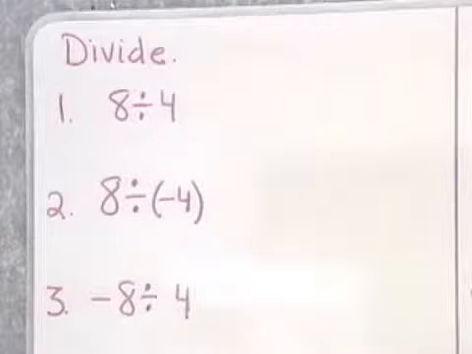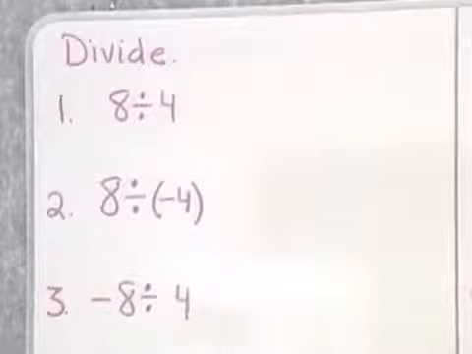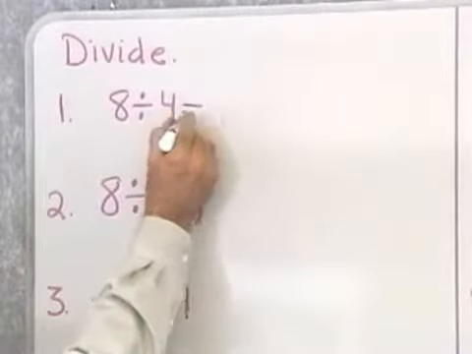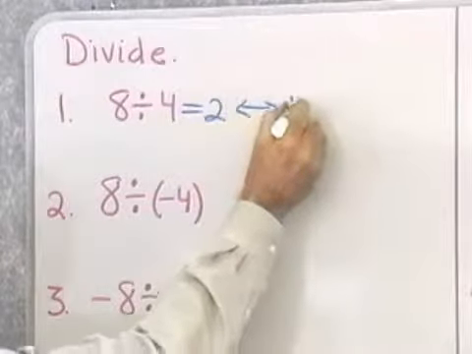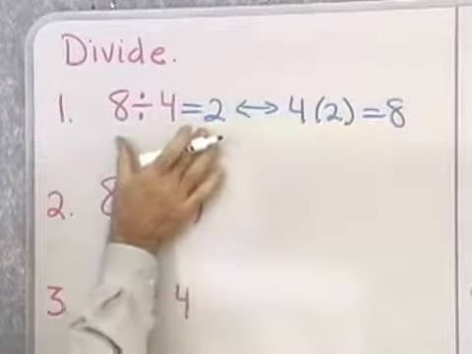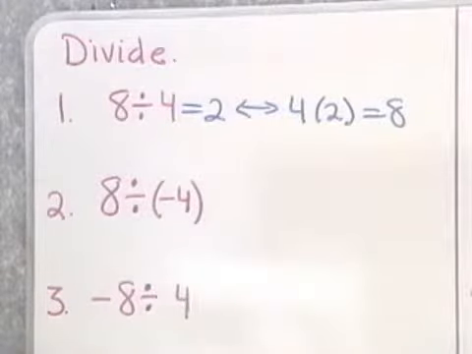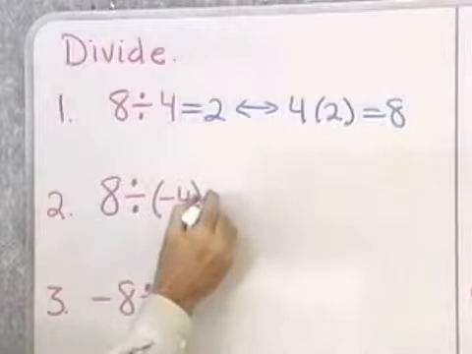We want to work these first few problems here and show the corresponding multiplication problem just so that you can see that our rule is the correct one. 8 divided by 4 is equal to 2, and that's because 4 times 2 is equal to 8. Remember that every division problem is accompanied by a multiplication problem with the same numbers. So the reason that 8 divided by 4 is 2 is because 4 times 2 is 8.